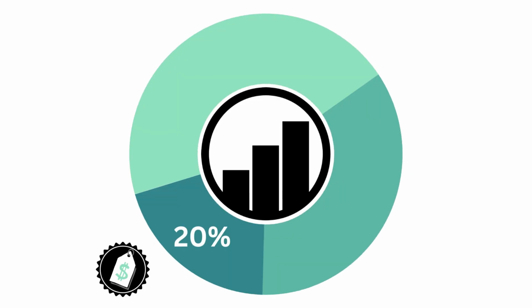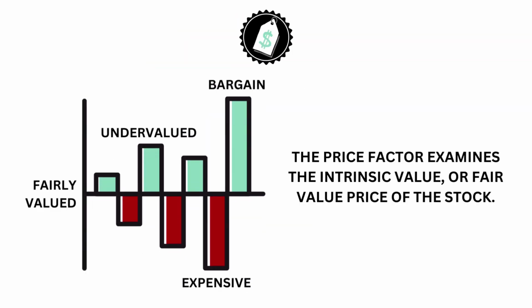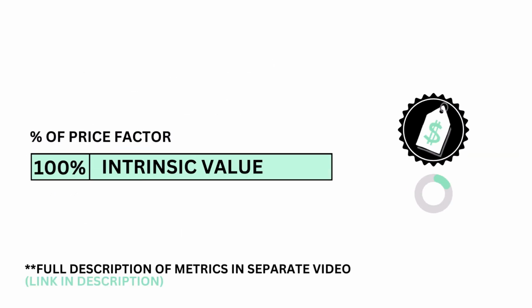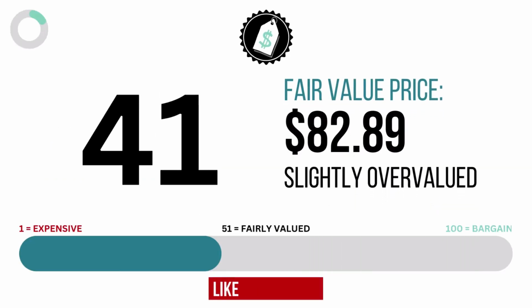Let's then look at the price. The price factor accounts for 20% of the analysis. The price examines the intrinsic value, or fair value price, of the stock. The price factor is made up of only 1 metric, the intrinsic value. Here's the company's intrinsic value and price grade.